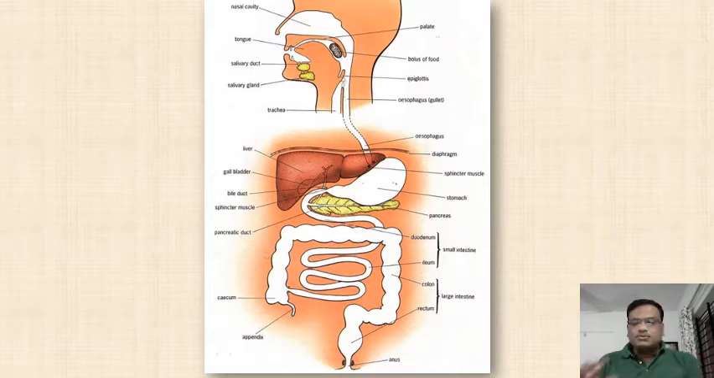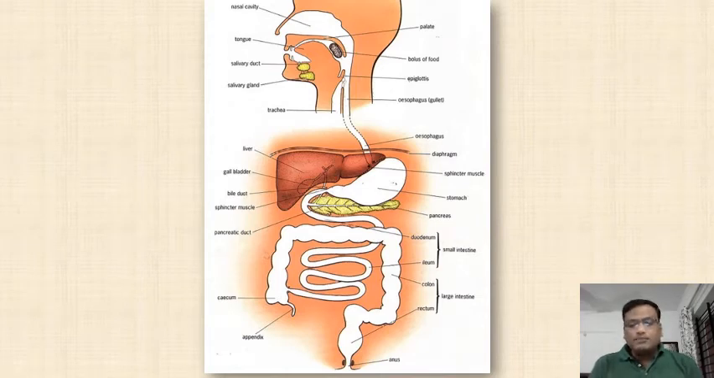So this continuous tube is modified variously because it has to perform different types of functions. Say for example, the pharynx is only a part where the food is going to be transported. It is passed from mouth to the esophagus, whereas esophagus is also associated with passage of food, and the stomach is the part where the food is going to be stored, and the digestion actually begins in the stomach, and then the food will move on to the small intestine where it is going to be completely digested and absorbed.